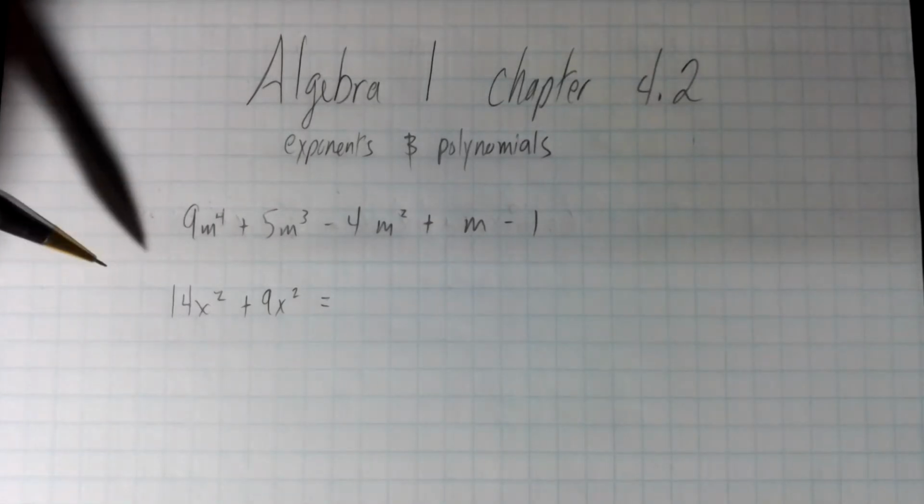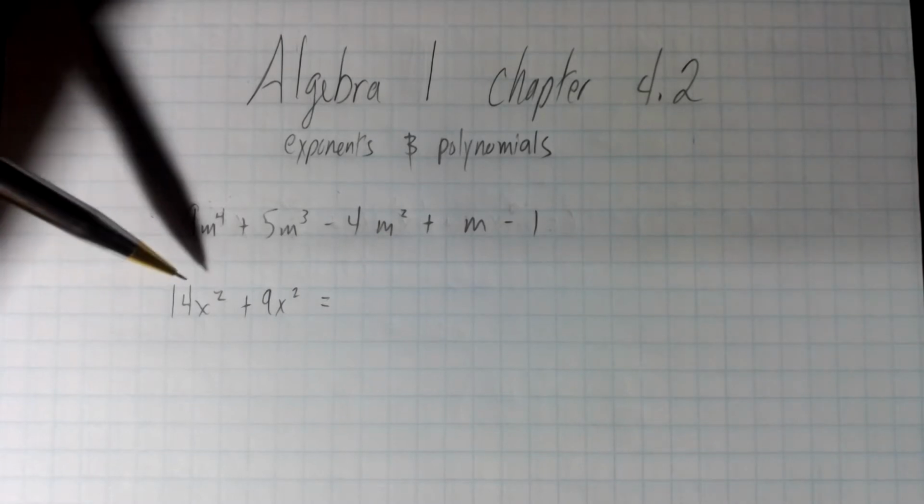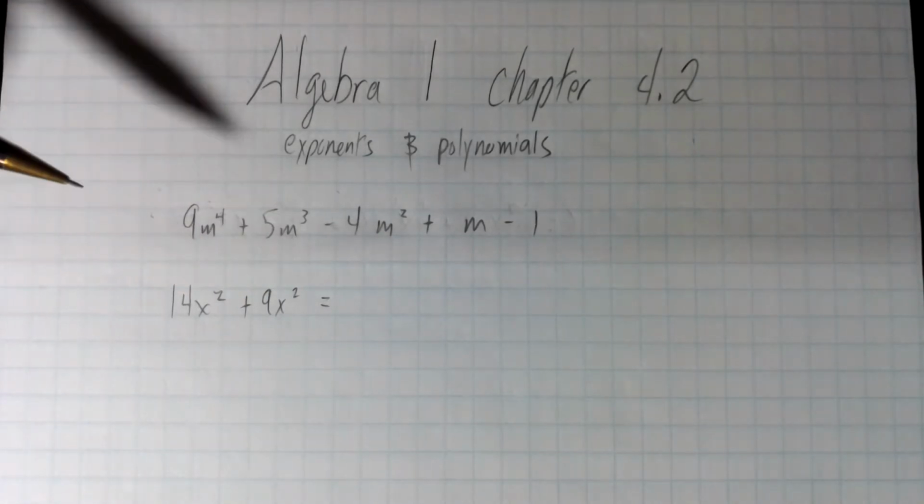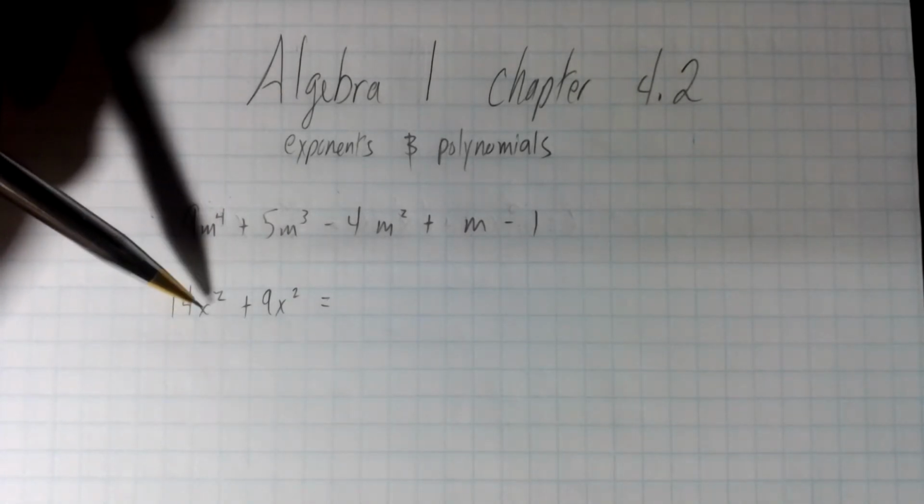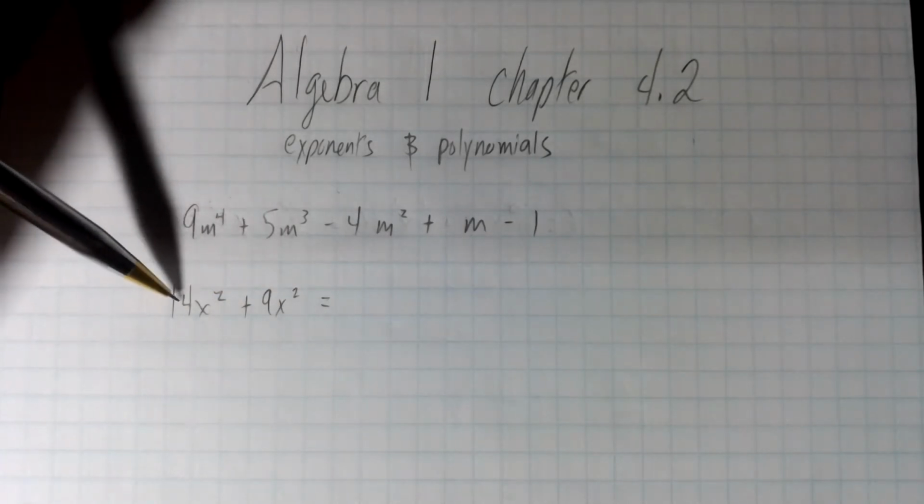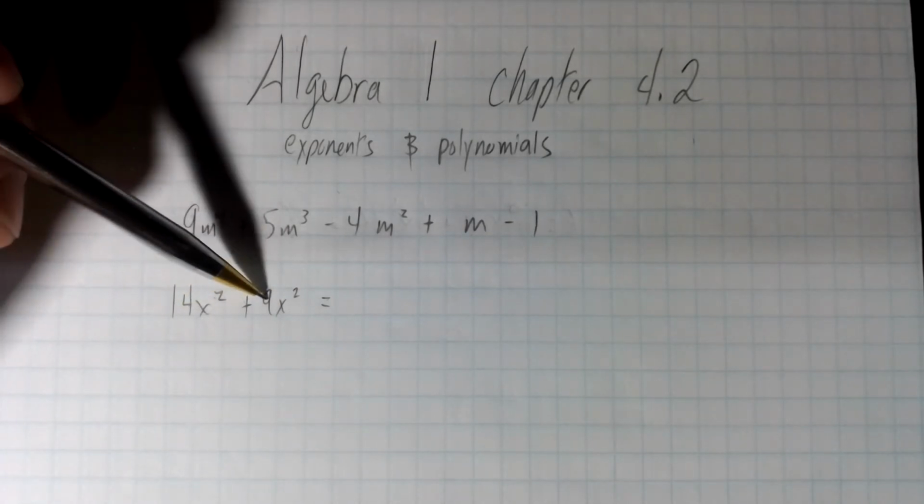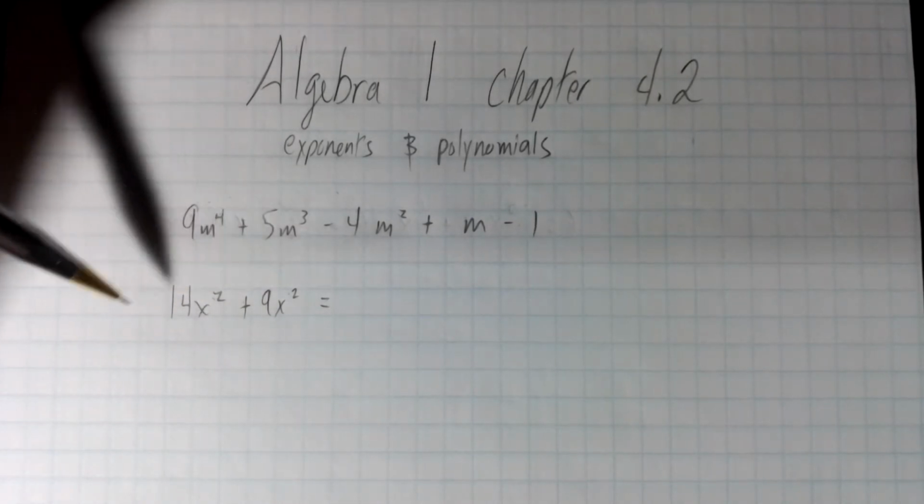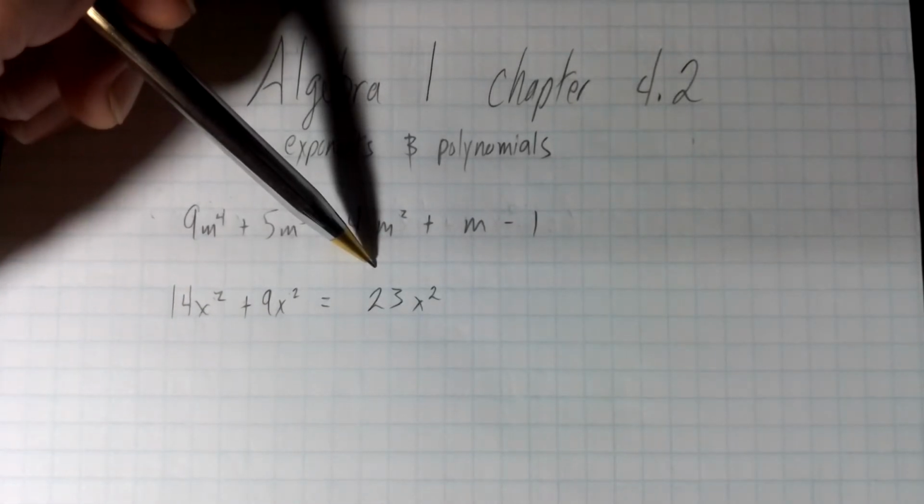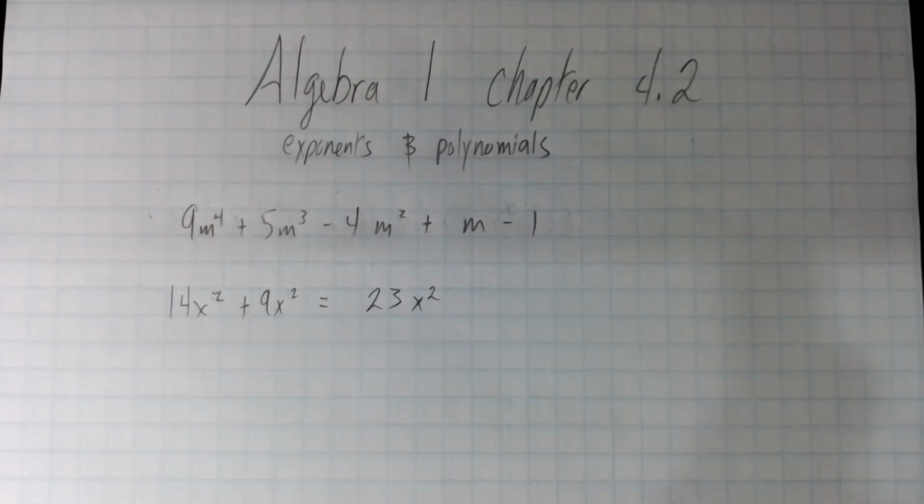All right, so let's start looking at combining like terms. Okay, these are two terms. They are like terms because they both have the same variable to the same degree, x squared, x squared. So here I have 14x squareds. Here I have 9x squareds. So I can add my coefficients. So I get 23x squared. Let me fix my x.